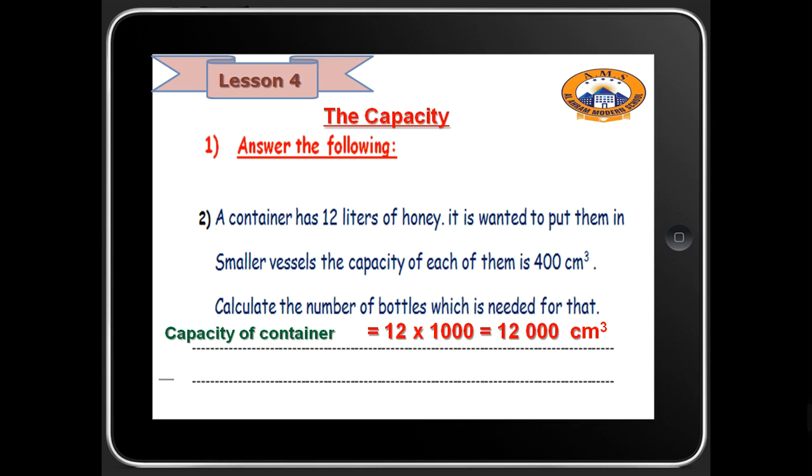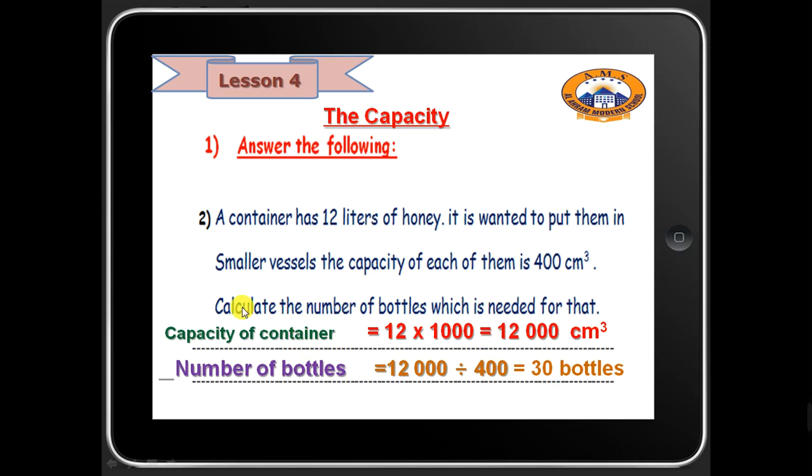Now let us calculate the number of the bottles. I'm going to divide the number in liters, which I converted to cubic centimeters, over the 400 cubic centimeters. The bigger capacity over the smaller capacity. So I'm going to divide 12,000 cubic centimeters by 400 cubic centimeters. That will give us 30 bottles.